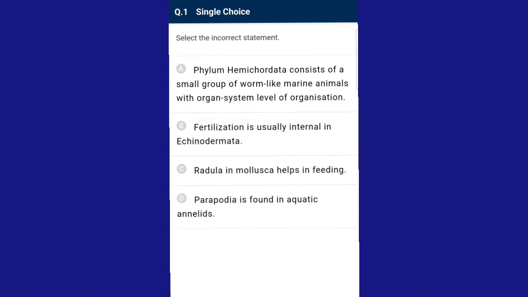From zoology, section A followed by section B. Let us discuss 15 questions from section B. Select the incorrect statement. So here, totally there are 4 statements given. From that, the first statement is correctly given. The second statement is wrongly given. Fertilization is usually internal in echinodermata. In echinoderms, reproduction is sexual. Fertilization usually takes place externally. Development is indirect with free swimming larva.